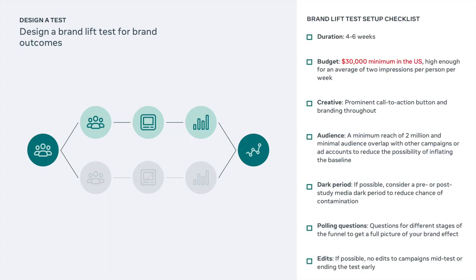Let's go through the brand lift test setup checklist. The duration should run 4 to 6 weeks with a high enough budget to average 2 impressions per person per week. Remember to include a prominent call to action and branding throughout. Also, minimize audience overlap. If possible, have a pre or post-test media dark period. Use polling questions that reflect different stages of the funnel and avoid making edits to your campaign mid-test.